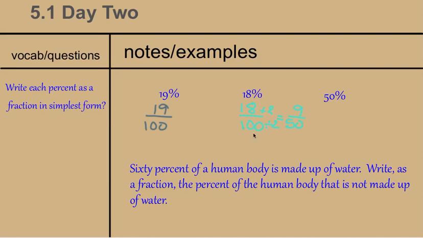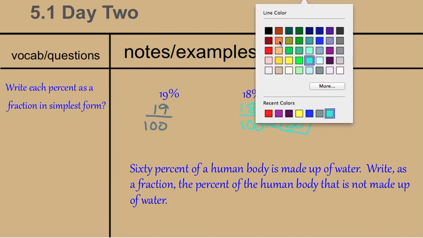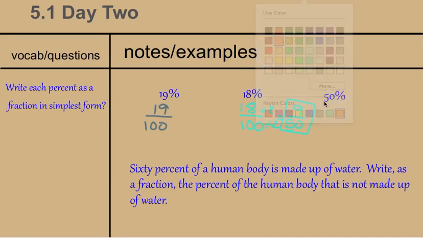Maybe my math was off, so I'm just going to double check. Does anything go into 9 and 50? Not to my knowledge. So there we go. That is reduced, and that's all we need. All right, 50%. Well, right now, I bet there are a handful of you that could tell me right away what fraction this would be. But let's just do the math and see.